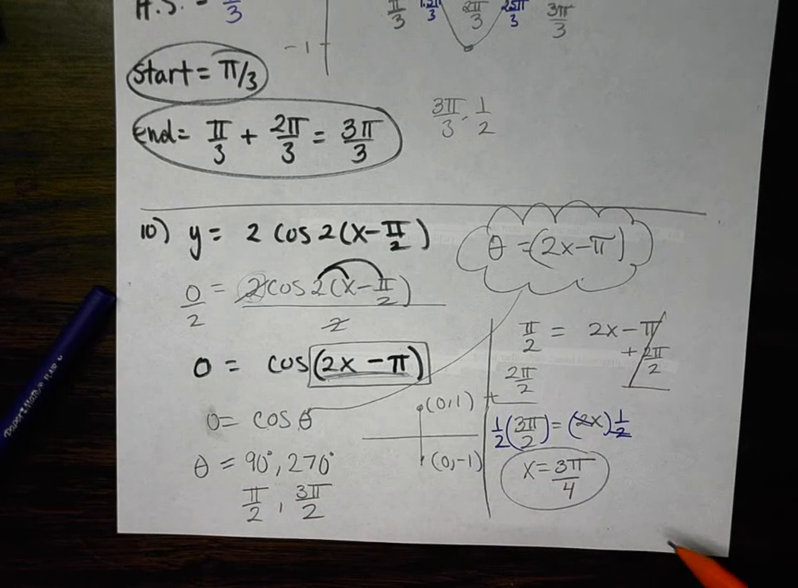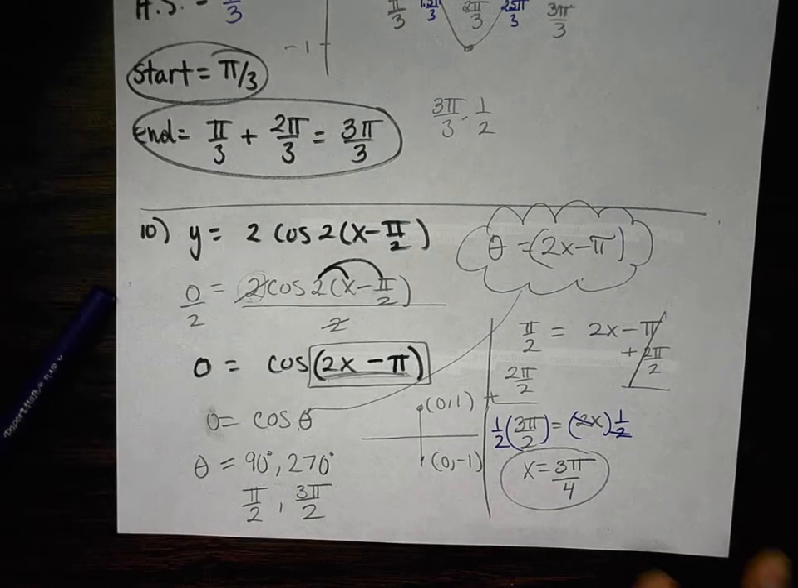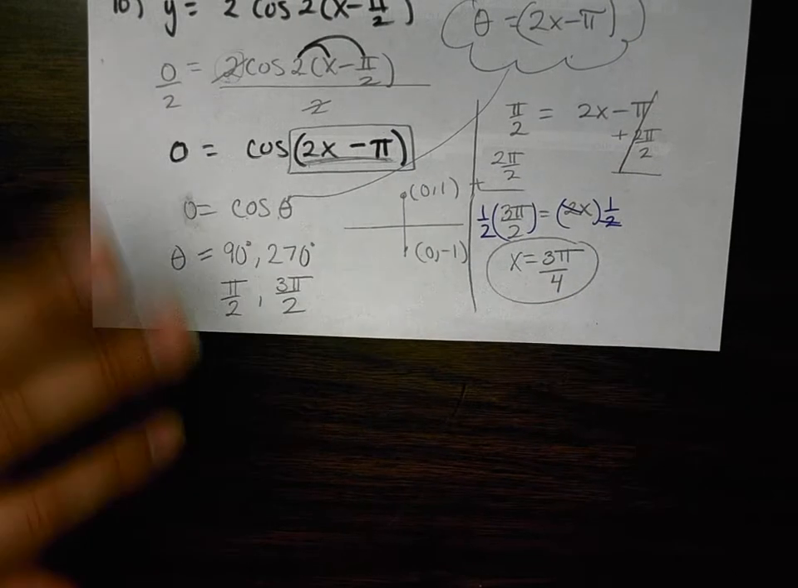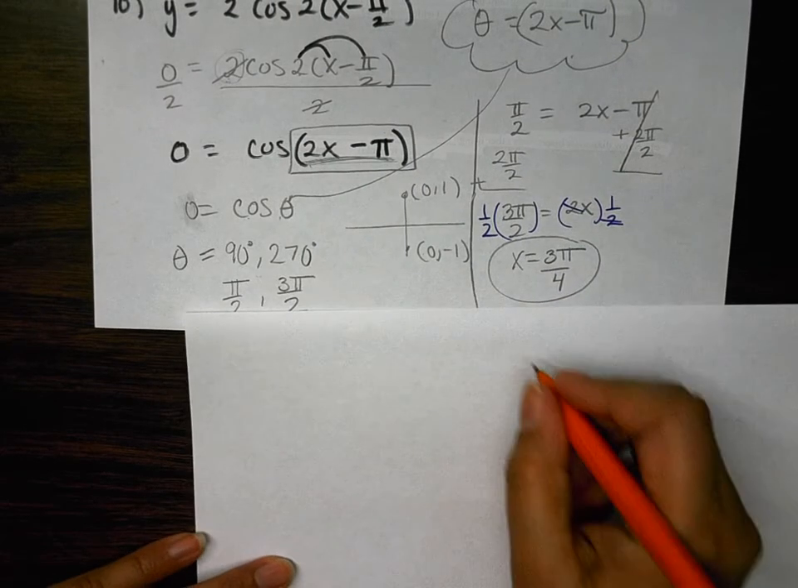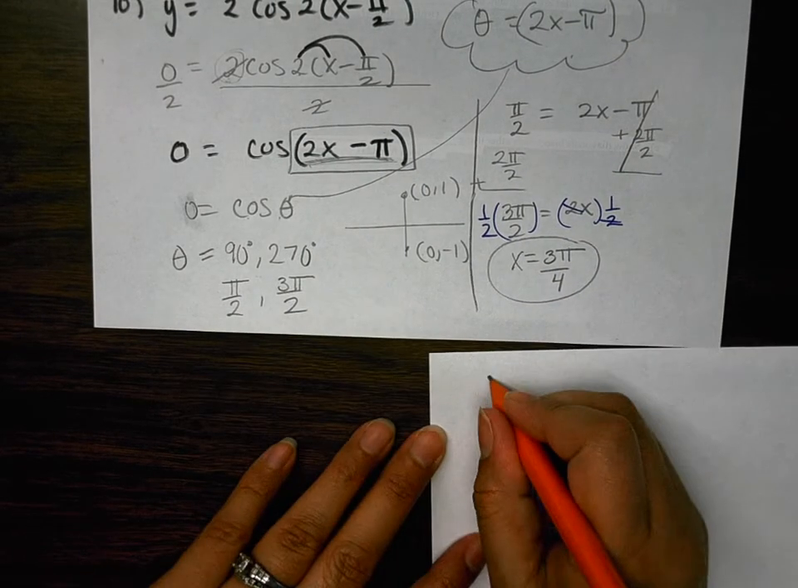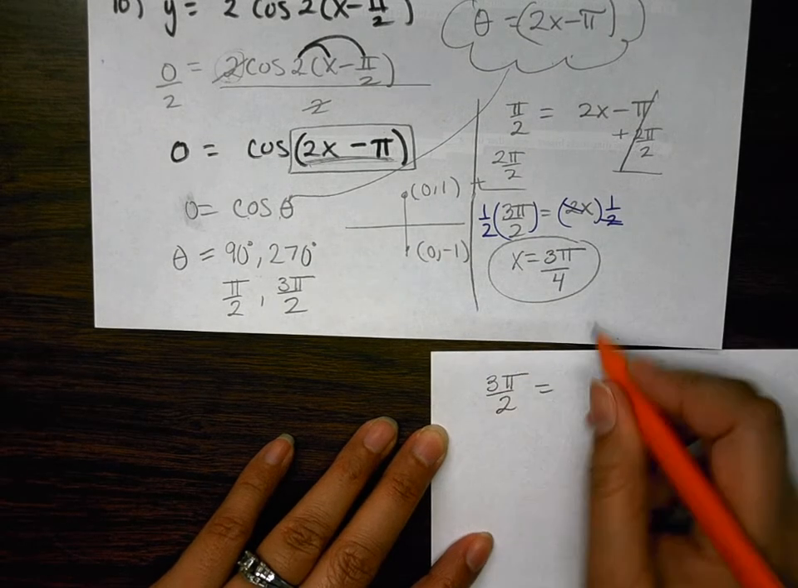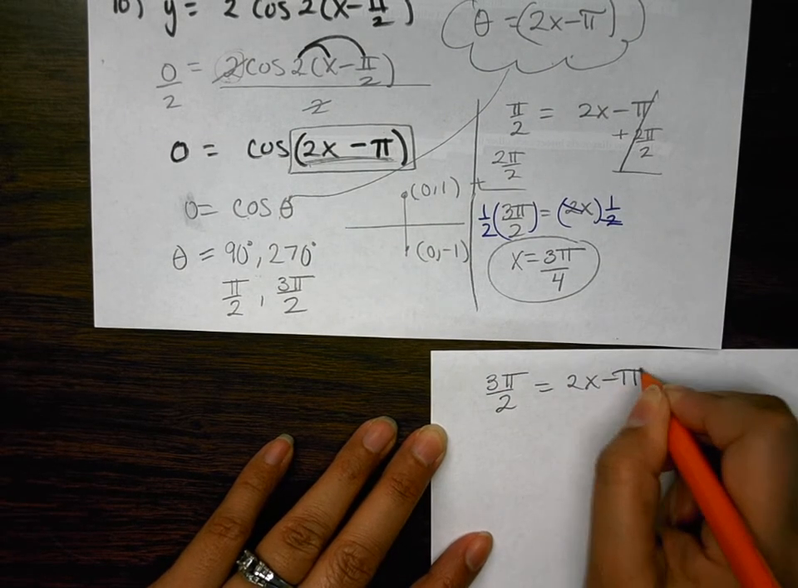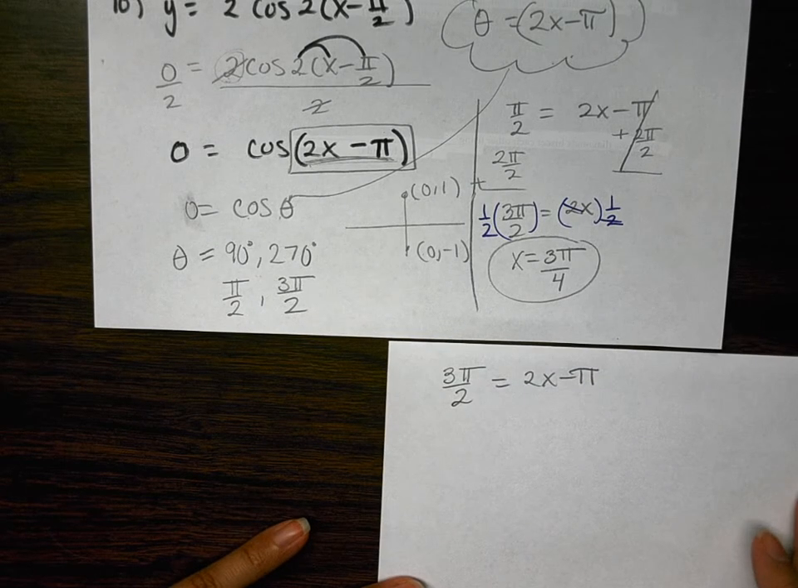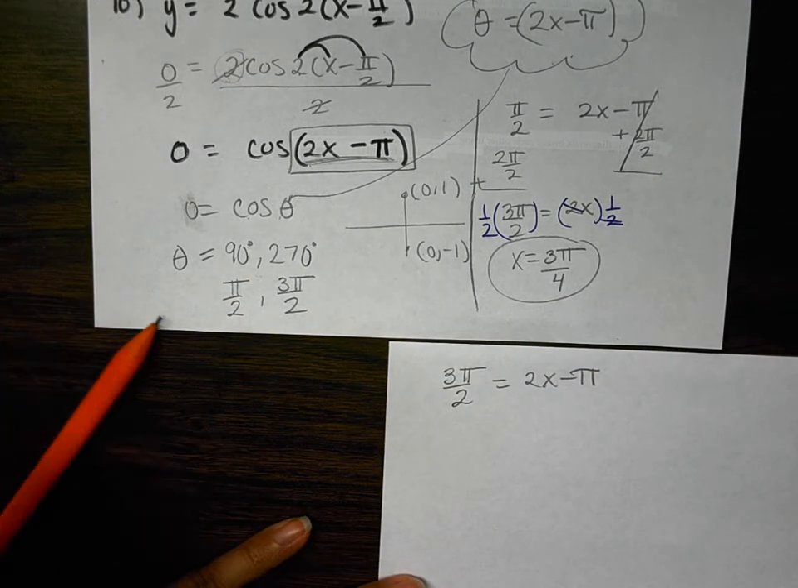Can anybody look at, this is only one part way done. We only have one more piece to do. Looking at the answers, is that one of the answers? Yes. All right, what's the second piece that we still have to do? The 3 pi over 2. So then we have 3 pi over 2 equals the theta, which was 2x minus pi.